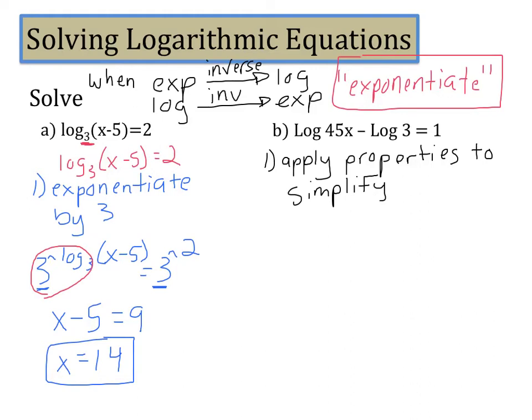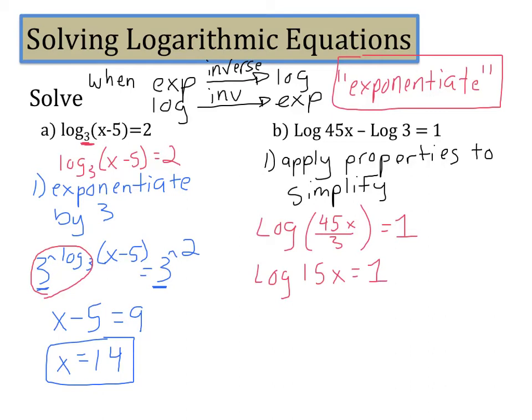So since these are both common logs and they're being subtracted, we're going to combine them into a fraction. So we have log of 45 times x divided by 3, and that's going to equal 1. Now we know 45 divided by 3 is equal to 15, so we have log of 15x equals 1.